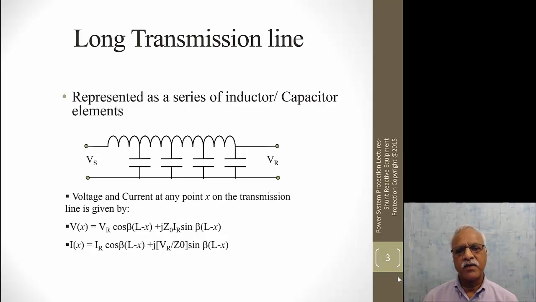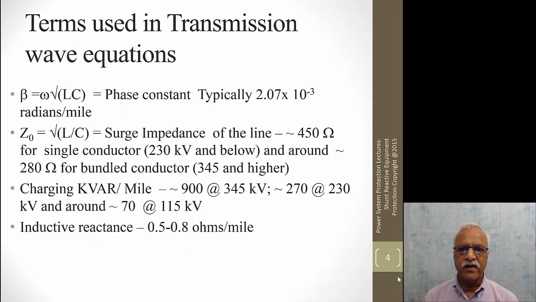A transmission line from a sending end to a receiving end, where Vs and Vr are the sending and receiving end voltages, can be represented as a series of sections which has a series inductor and shunt capacitor as shown, and the voltage and current at various points of this line from the sending end to the receiving end is provided by the equations as shown below. In this equation, there's a term beta, that is omega, the angular frequency of the system, multiplied by the square root of L and C of each individual segment of the transmission line. This is around 2 times 10 power minus 3 radians per mile.